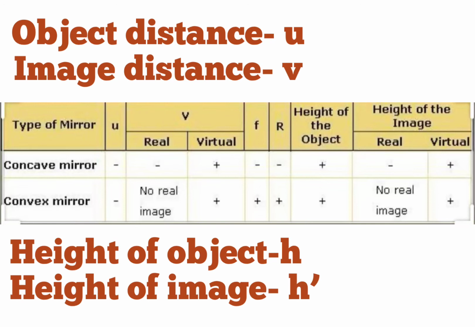Focal length will be positive, radius of curvature will be positive, height of object is always positive for both the mirrors because we always keep object erect. Height of image will also be positive since it gives virtual image only. So students, here you can see that object distance u is negative for both the mirrors since object is always placed on left hand side. So whether it is a concave or a convex mirror, u will always be negative, and height of object will always be positive since object is always placed erect. Focal length will be negative for concave mirror and positive for convex mirror.